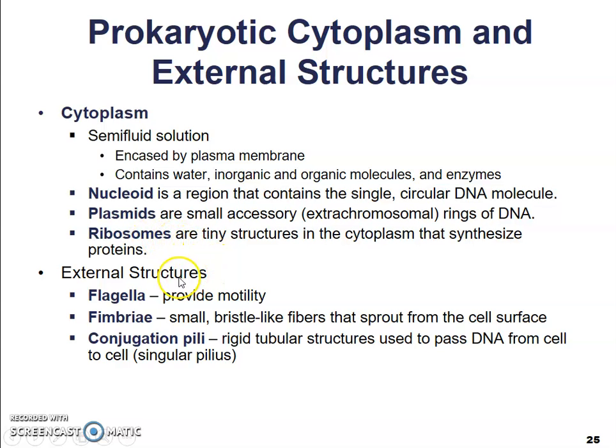External structures: we have the flagella, which provide motility, let the cell swim around in its environment. Fimbriae, which are small bristle-like fibers that sprout from the cell surface. And conjugation pili, which are rigid tubular structures used to pass DNA from cell to cell. So bacteria cells will join up together. They'll say, hey dude, I got some good DNA, you want it? And they will transfer that DNA using these conjugation pili.